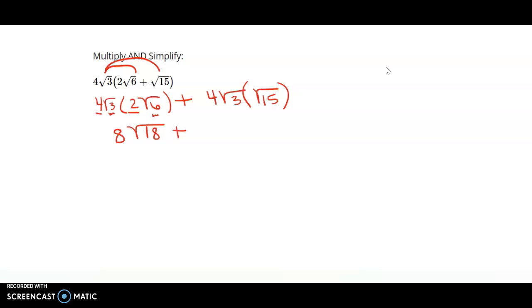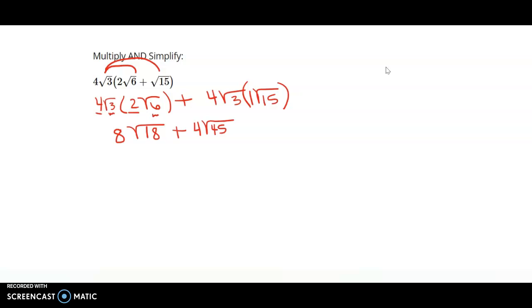Plus, here we don't have another number in front of the square root of 15. If it makes you feel better, you can put a 1, so you're doing 4 times 1. But if there's nothing there, you just leave that number out front. So 4, then square root of 3 times square root of 15, we get square root of 45.